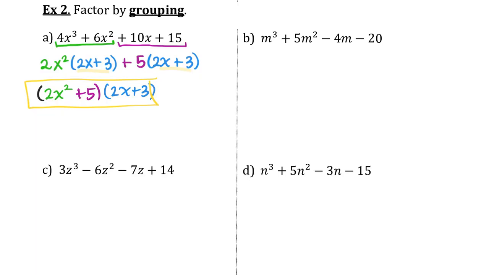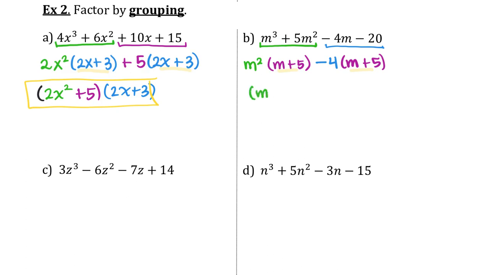Okay, there are 4 terms, so I'm going to group them into 2. So if I look at the first 2, can I take out a coefficient? No, but I can take out m squared times m plus 5. Okay, for the minus 4m and the minus 20, I'm going to take out a minus 4. Whatever this sign is, I'm going to bring it down. If I take out minus 4, that's minus 4 times m and minus 4 times 5. Okay, for grouping to work, these have to match. If they don't match, we'll have to do a different method, which we haven't learned yet, but we will soon.